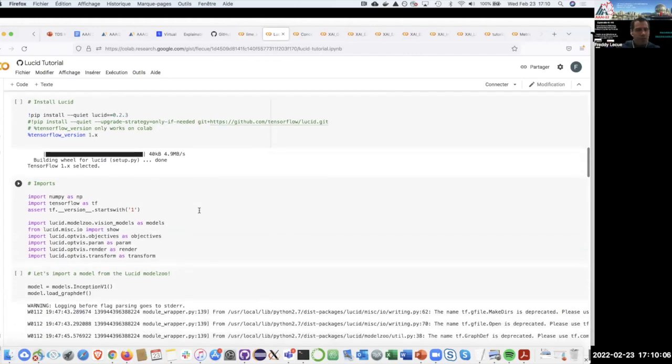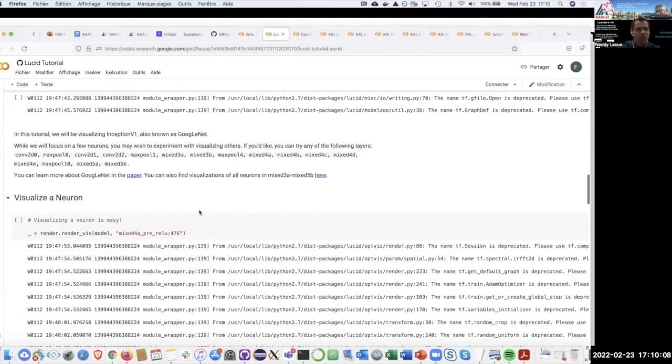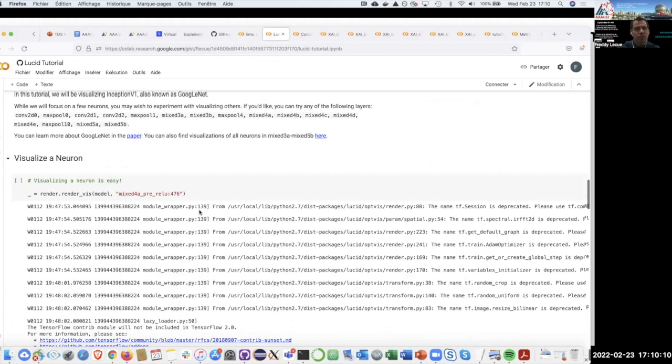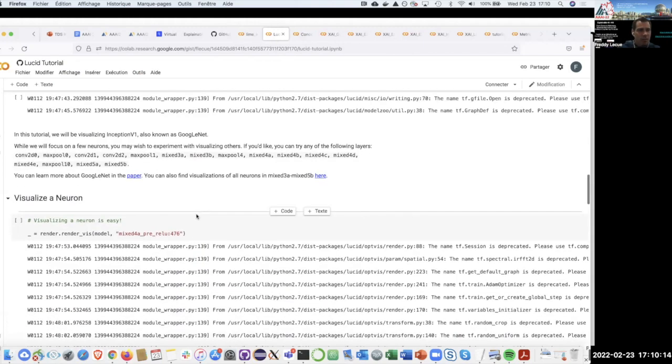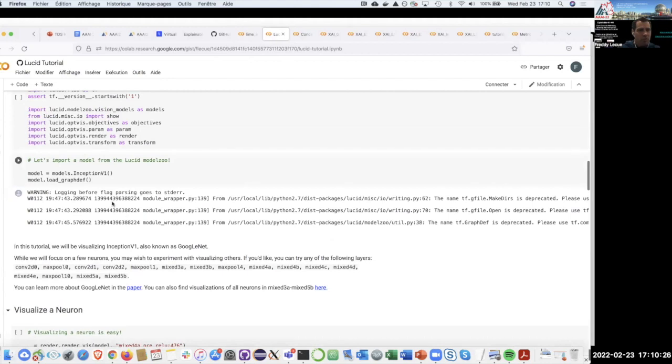So thank you, Paul, for the question. On Lucid, it's a visualization of neurons. Here we use the mixed4a, the one before you do the real nonlinear activation. It's layer number 4, and the model it uses is Inception V1.